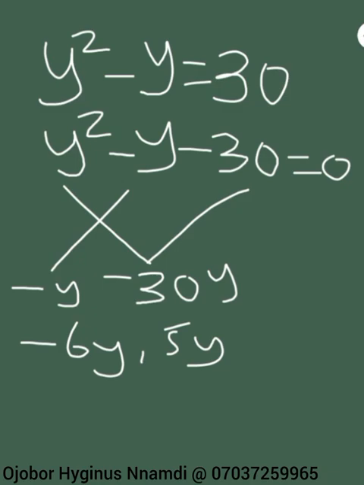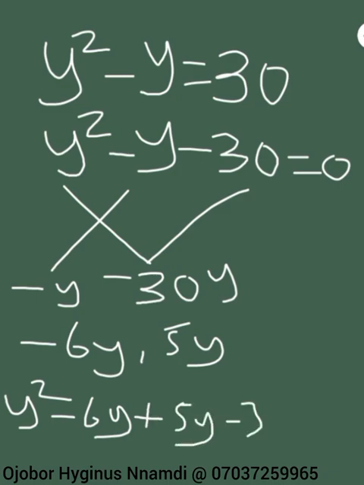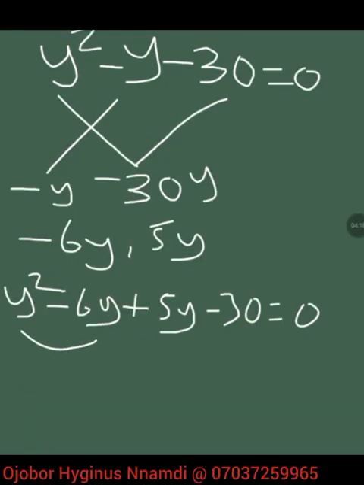So splitting this, we are going to have y squared minus 6y plus 5y minus 30 equals 0. Going further, the common factor of these two is y.